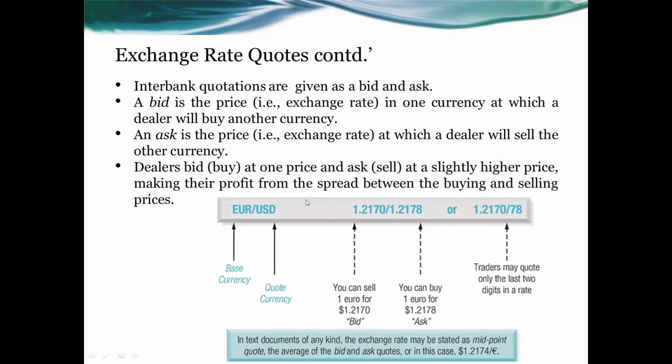Then let's look at how banks express exchange rates. Normally banks, or we call interbank quotations. That means banks announce their quotations. Banks also can buy foreign currencies from other banks. Banks also can sell foreign currencies to other banks. So that's why we call it an interbank quotation.